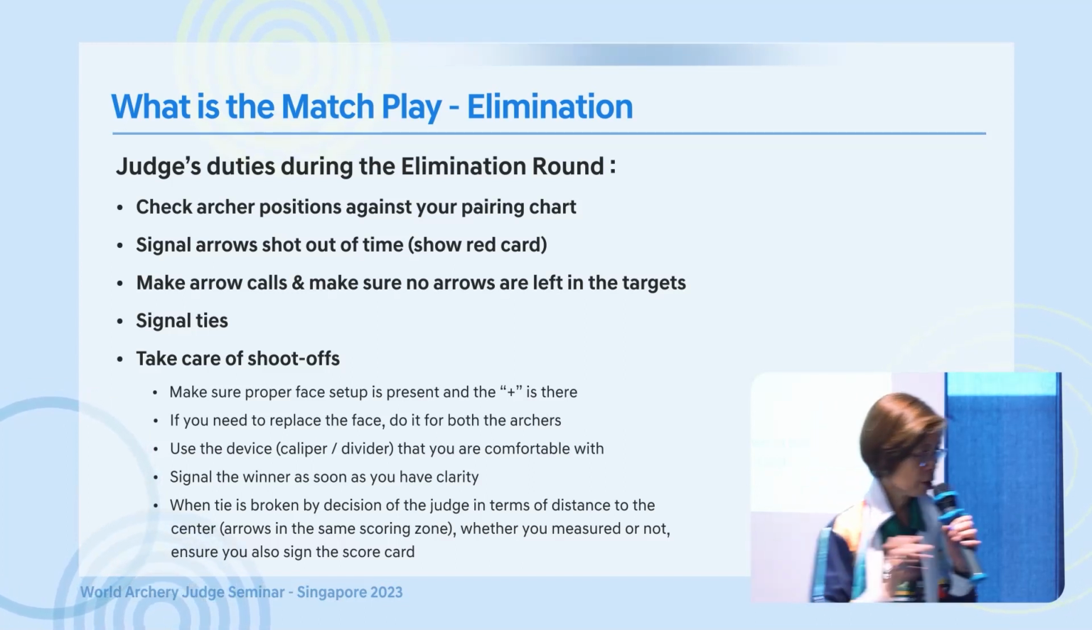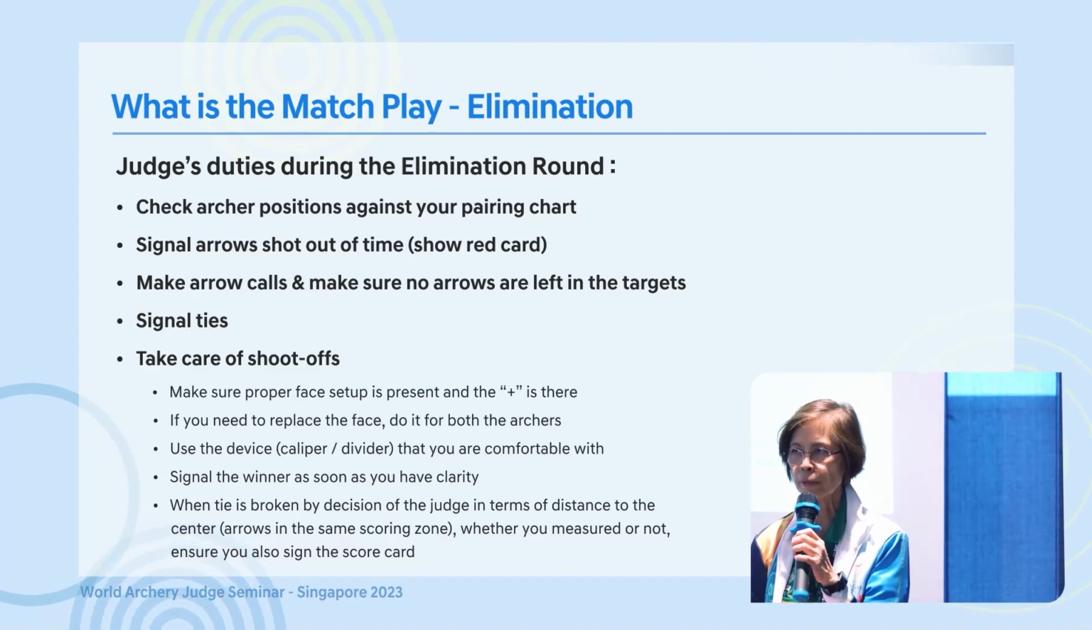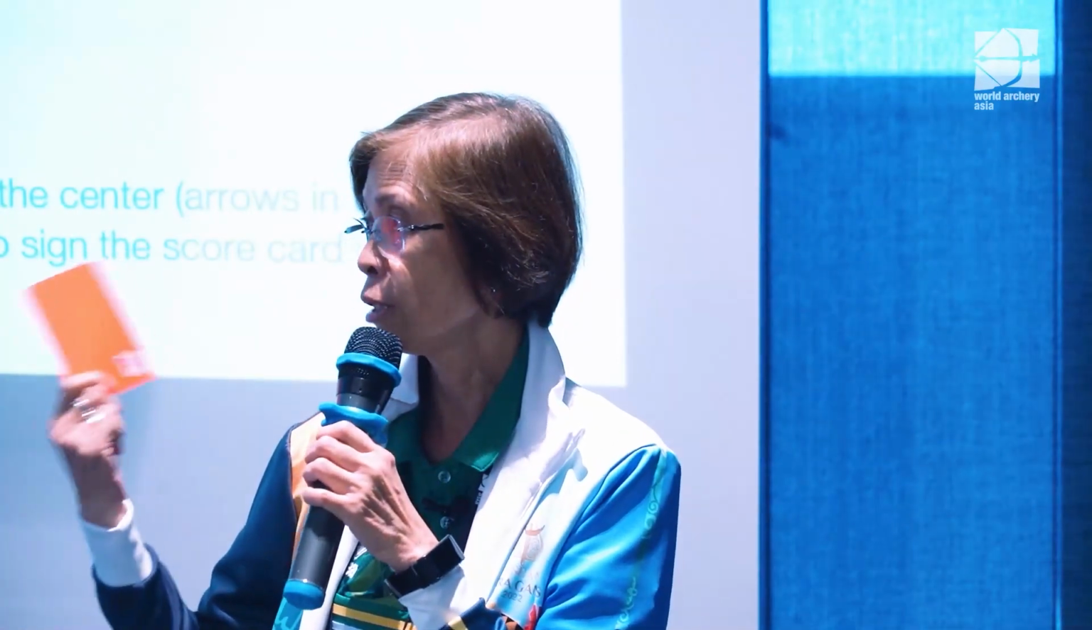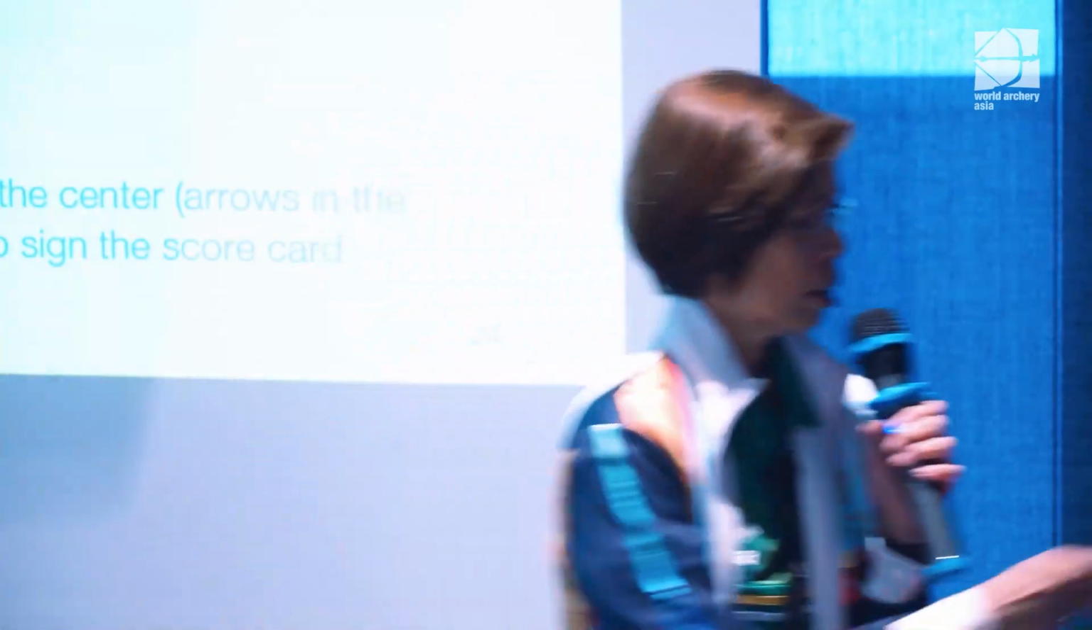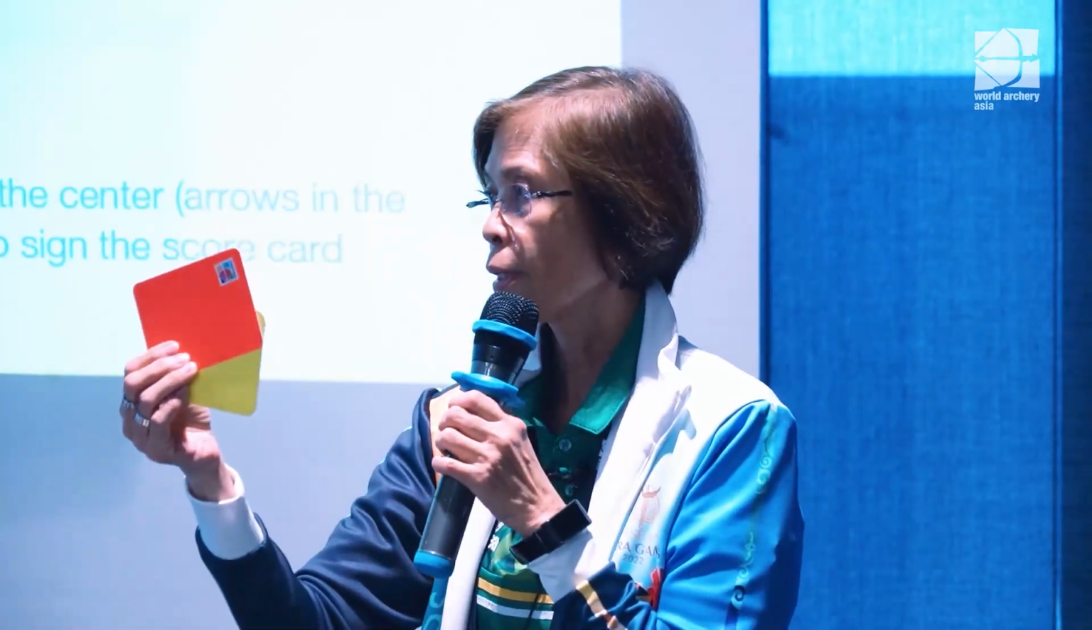By the way, what do you need in an individual match play? Okay, just a red card. Don't even bring your yellow card on the field with you, because you might make a mistake and bring out the yellow card, and there is no yellow card in individual elimination matches. Okay? In a team match, of course, you need both. And you're holding them back here.